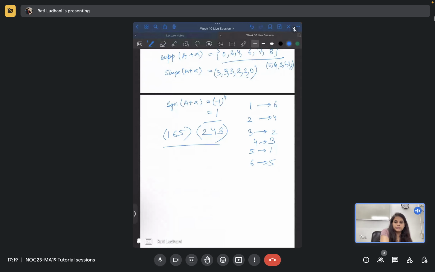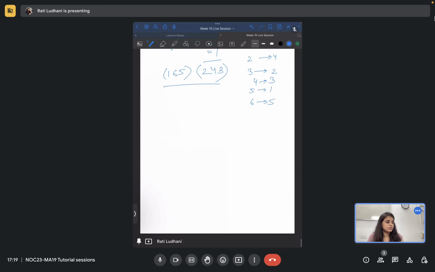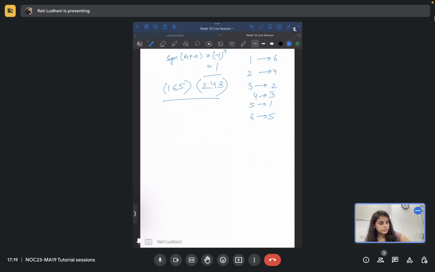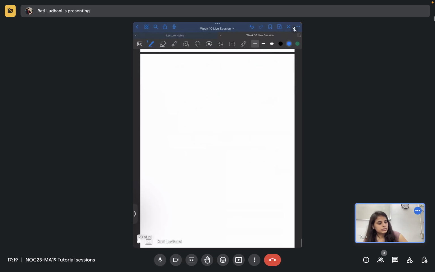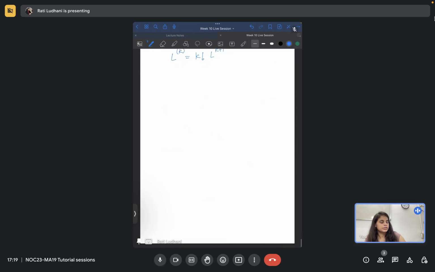Okay, I promised to explain that L cube question. So yeah, the question was that the linear order derivative L^(k) is k factorial times L^(k+1), right? So let's try to do that. So what do we do here?